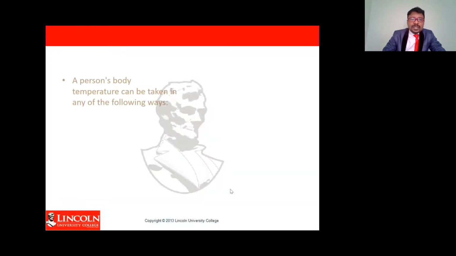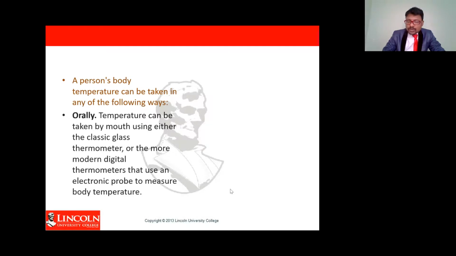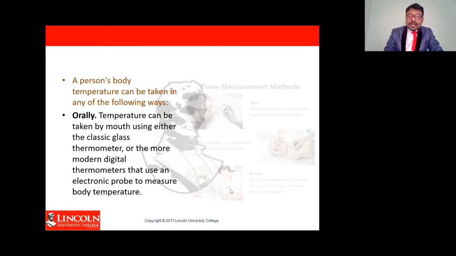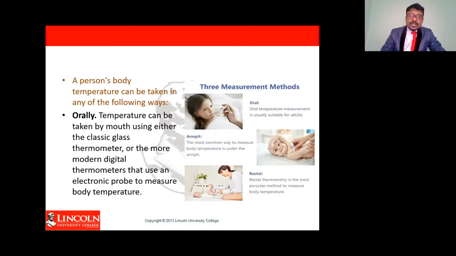Coming to the next one: when a person comes to the clinic and we check the body temperature, what methods are we going to use for the measurements? We can check orally, and also in the axilla, where we keep the thermometer. We can also put the thermometer into the rectum. This is mainly for kids; it's the best method for kids. These methods are useful to measure the body temperature properly.